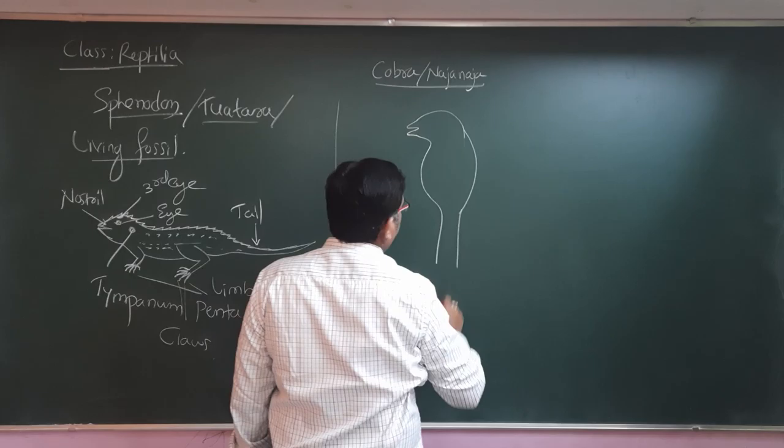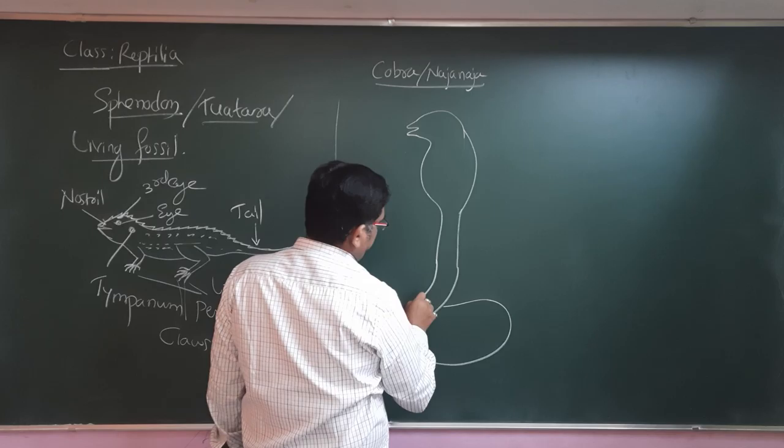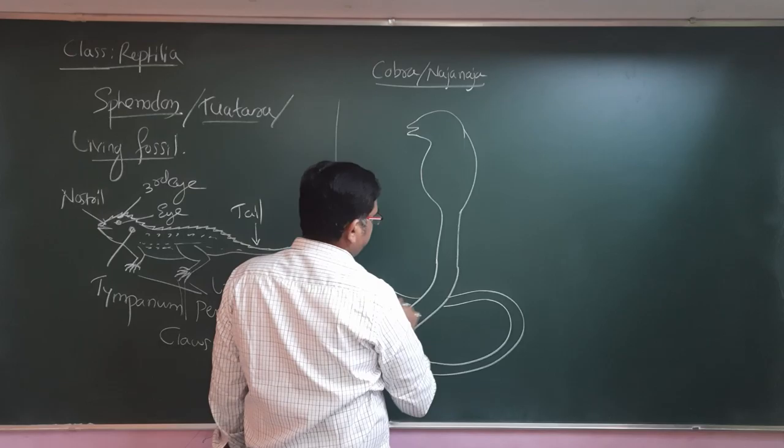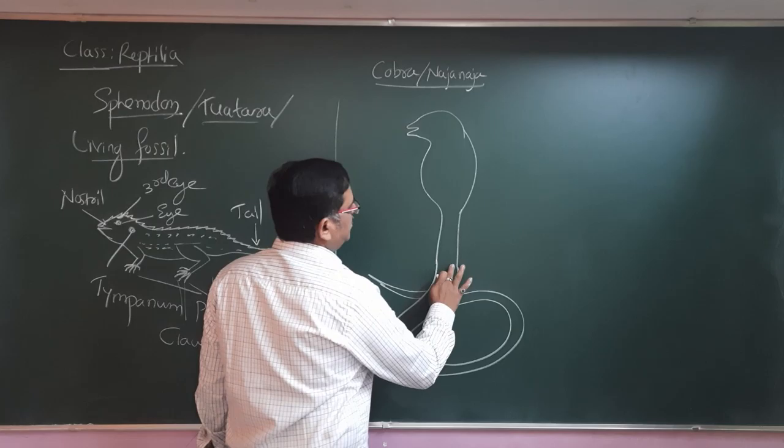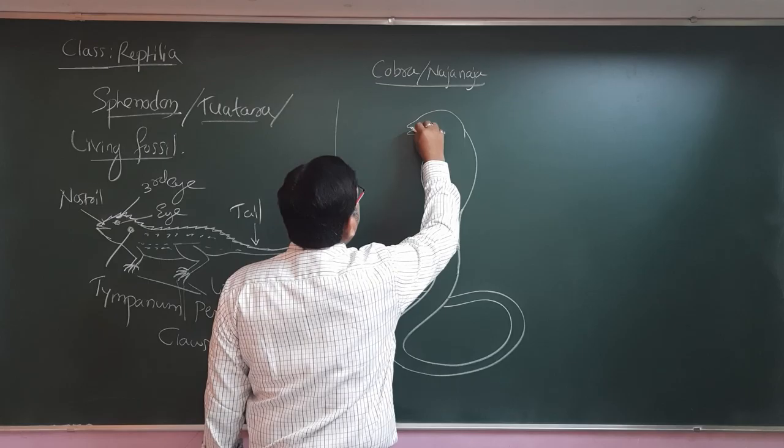This is its further body structure. So we find lots of important characters, and you need to know all those important characters. We find they do have modified molar teeth, and we are calling them the fangs.